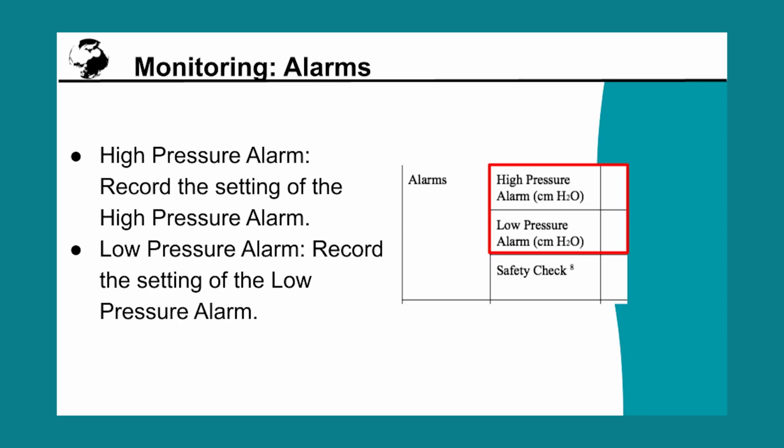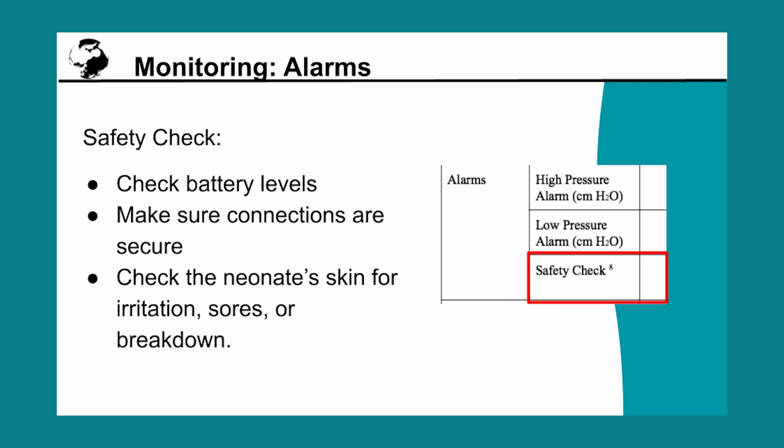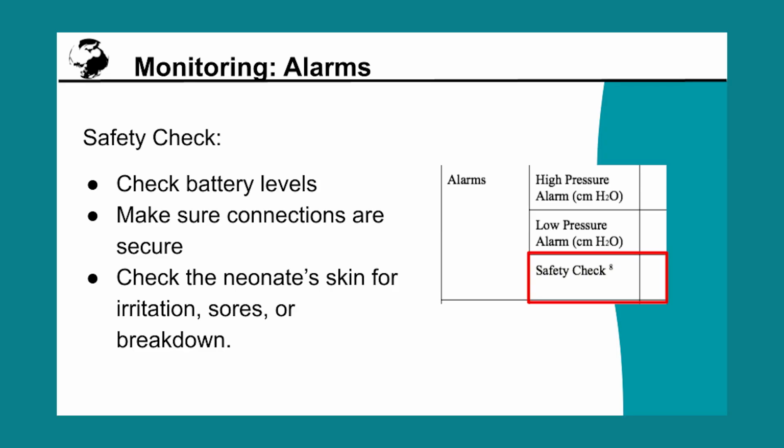This section includes documenting the set high and low pressure alarms. If a safety check has been performed, it should be documented here. The safety check includes inspecting the ventilator battery levels and ensuring the connections are tight. It is especially important to document any aspects of the safety check in which the ventilator may have failed. The safety check also includes examining the neonate's skin for sores or signs of breakdown. If noticed, the physician should be notified and the neonate's skin condition should be documented.